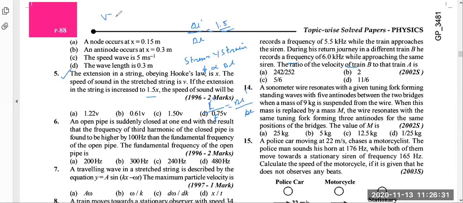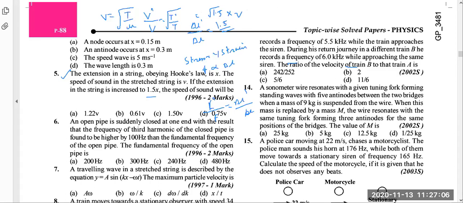Now when you talk about the velocity of sound, it is what? Root T by mu, where T is the force only, na? So can I say that V dash by V is equal to root of T dash by T? Yes, right? And T dash by T is basically delta L dash by delta L, which is 1.5. So V dash is equal to root 1.5 into V. Got it?